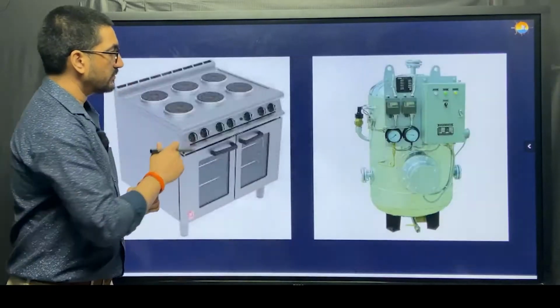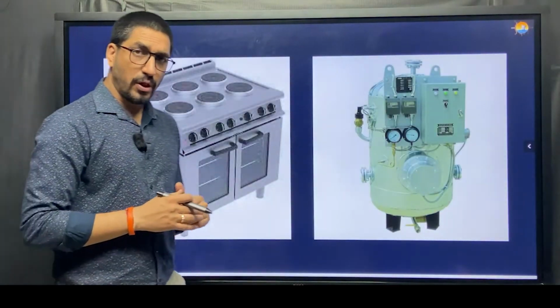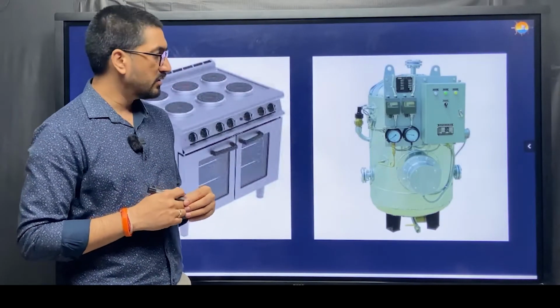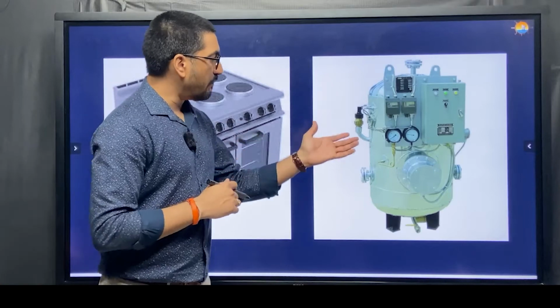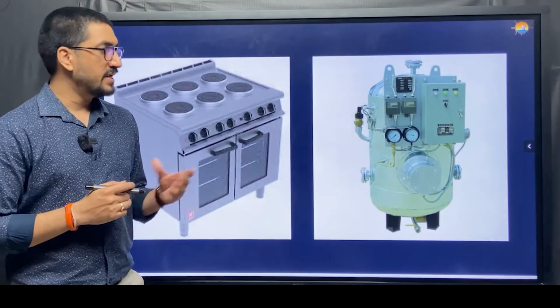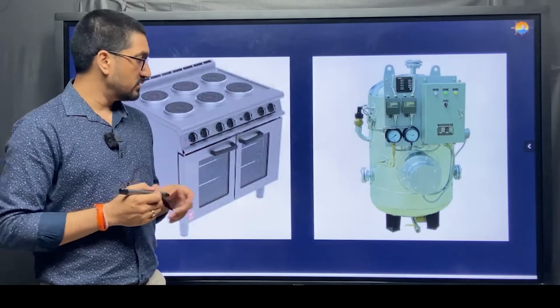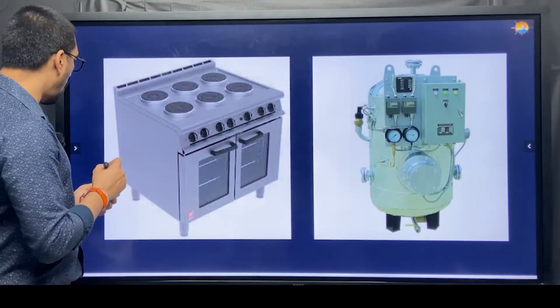Let's move forward. On the ship also we are using the same heating principle of electric current, and we have these equipments that basically have a resistor inside, or resistance of an element, which is producing heat. So this is called a hot plate.